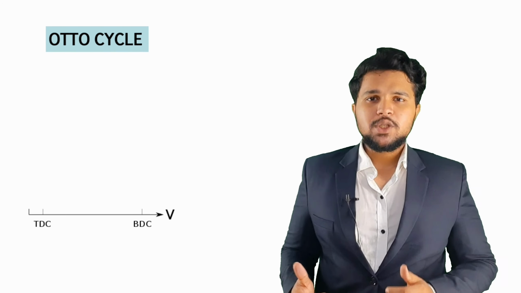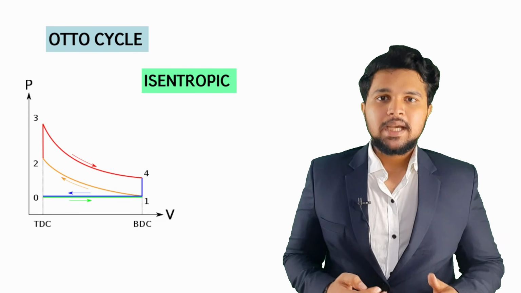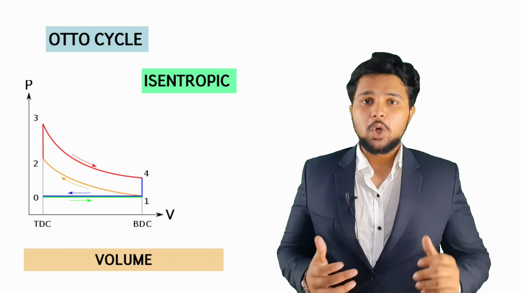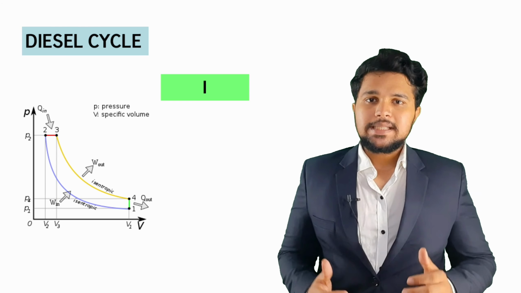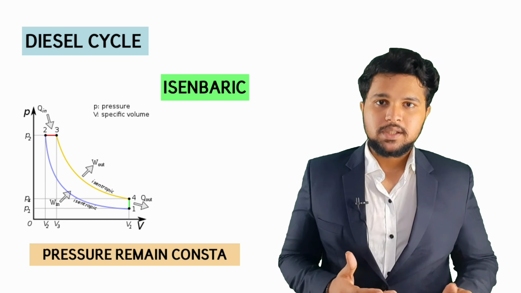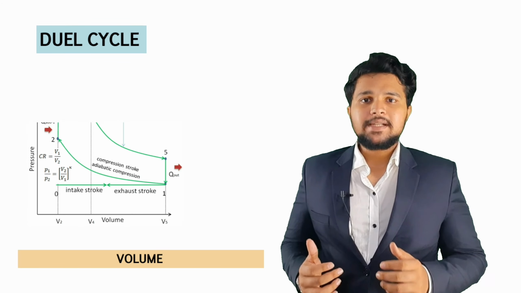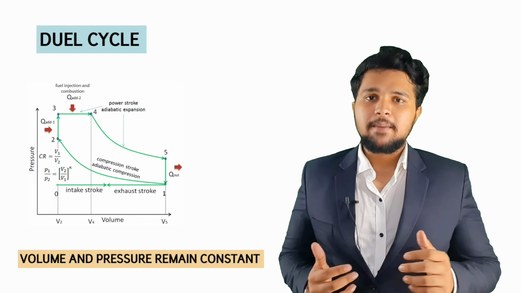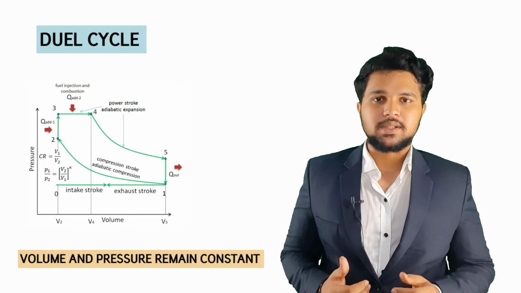Otto cycle. It is also known as the isochoric cycle. In this process, the volume remains constant throughout the process. Diesel cycle. It is also known as the isobaric cycle. Throughout the process, pressure remains constant. Dual cycle. From the name, it says that both volume and pressure remain constant throughout the process.